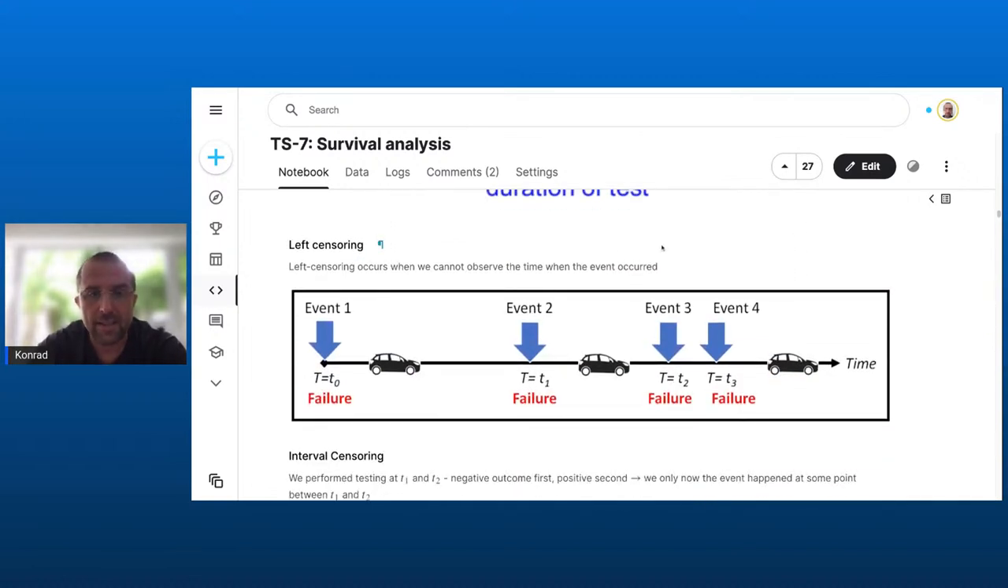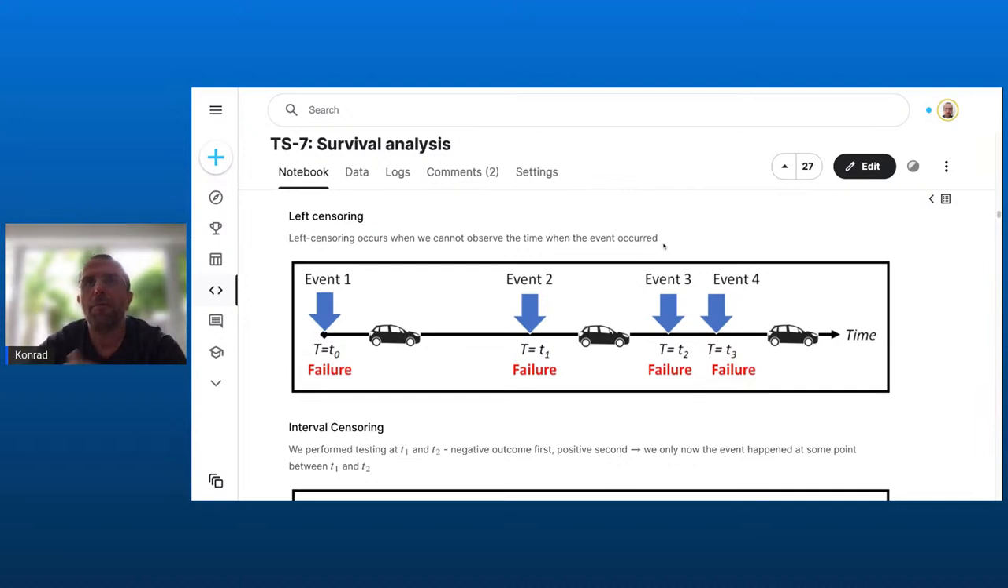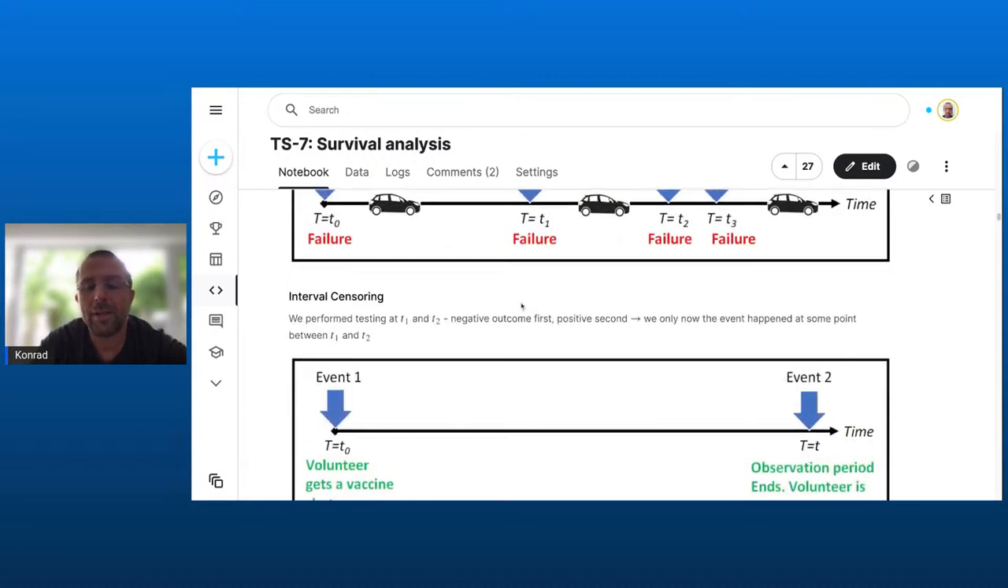We have left censoring. We know something happened before we started measuring or observing our phenomenon of interest, but we don't exactly know when. And that's when left censoring comes in. Machine failure being a common example. Everything was fine when we set off, and then things happened, but we don't know exactly when.